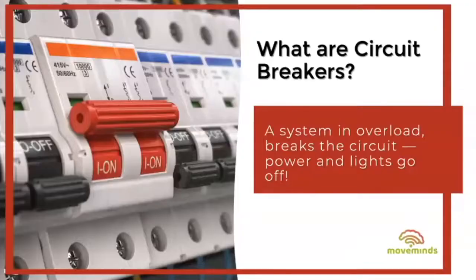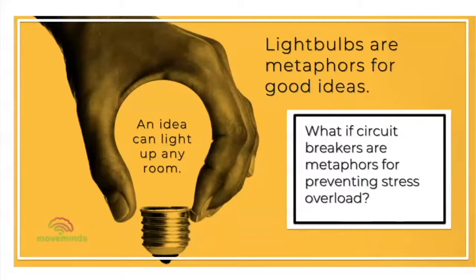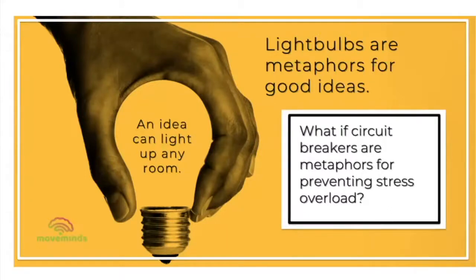So what are circuit breaker cues? When the system is in overload, the circuits break, hence circuit breakers. Power and lights go off, so that you don't have an overload of the system and things get burnt out from the electricity going through them. So that's what a circuit breaker is. Now, it's a metaphor that we're using here. Light bulbs are metaphors for good ideas. Any idea can light up the room. So what if we used circuit breakers as a metaphor for preventing stress overload, just as circuit breakers prevent overload of an electrical system? So that's the idea here.